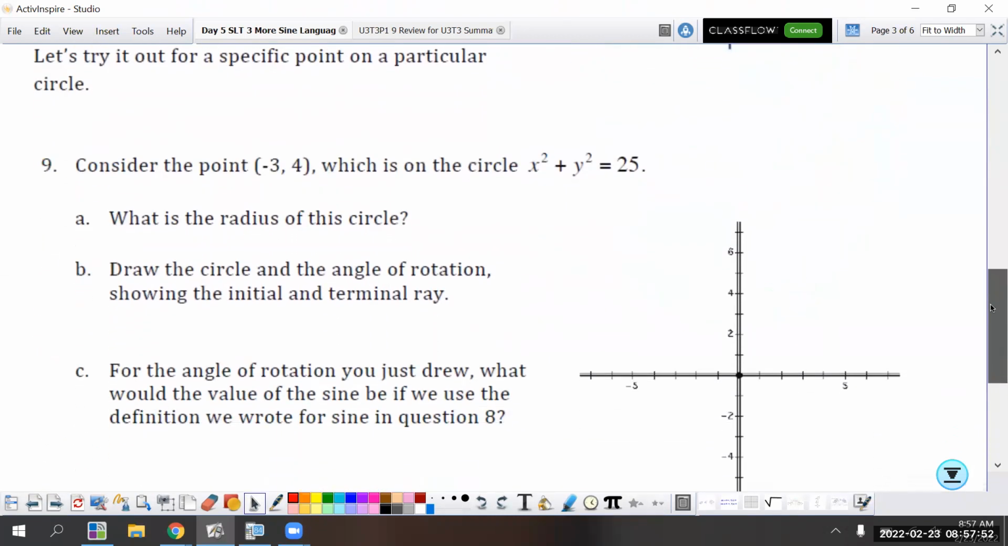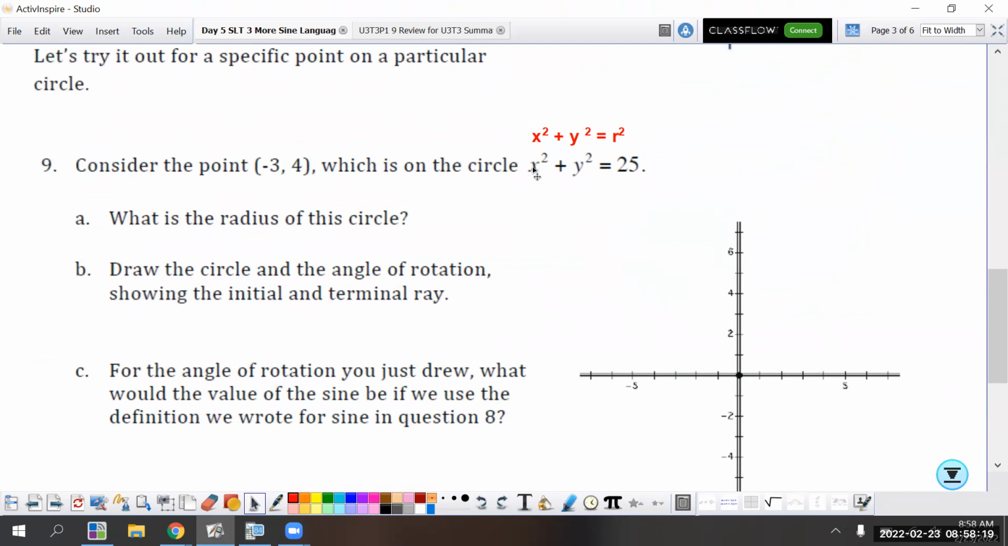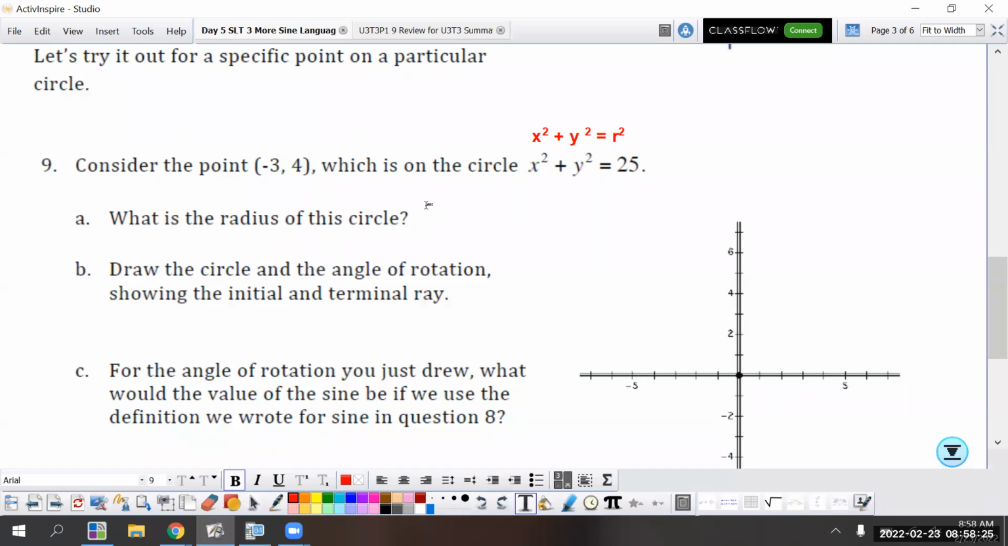So let's try it. Consider the point -3, 4, which is on the circle x squared plus y squared equals 25. In geometry, the equation of a circle was x squared plus y squared equals r squared. So a circle with the center on the origin will always have the form of the equation x squared plus y squared equals r squared. Based on that, what is the radius of this circle? Pause the video and write out, what is your radius? You should have written the radius is 5, because if r squared is 25, the radius is 5.